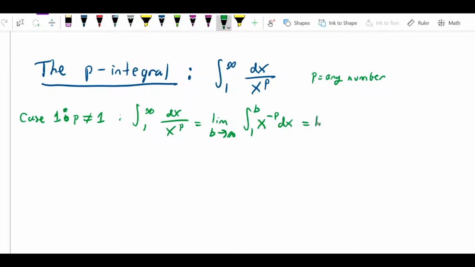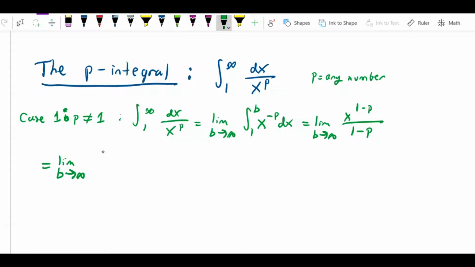That equals the limit as b approaches infinity of, if we add 1 to negative p, we get x to the negative p plus 1, which we'll write as 1 minus p. That's x to the 1 minus p, and then we divide by the exponent, so 1 minus p. This can actually be written a little bit differently, and it becomes a little easier to see what we're doing. I'm not going to say that it's always better to write things in one form or the other, it's just that this form is going to help us to see what we're doing.